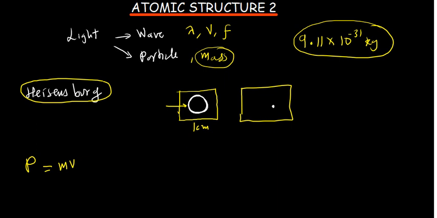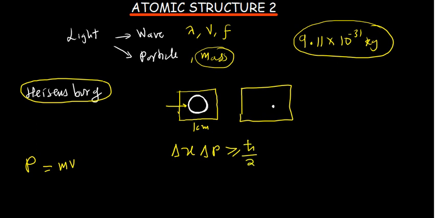That's called Heisenberg's uncertainty principle. Meaning that if you know more about the position of something, you are going to know less about its speed. If you know more about its speed, you are going to know less about its position. Heisenberg's uncertainty principle has the equation: change in position multiplied by change in momentum should be greater than or equal to this symbol divided by 2.